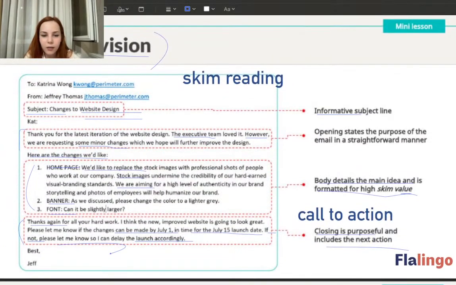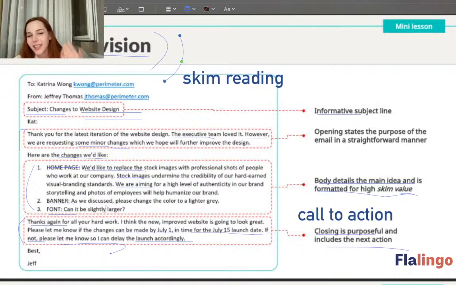Okay, and the last part, this is the revised version. I'm telling you again because this lesson is actually really formal. We're using some formal vocabulary, and it's a difficult topic, but I think it will help you a lot in your business life and your career. So when I look at this email, it's really easy for me to understand because first, my subject line is really clear. Changes to website design, perfect.